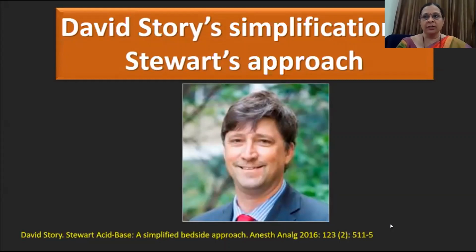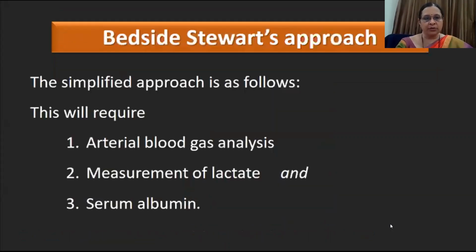Now that's what you want. You have an ICU full of critically ill patients, you're looking at blood gas after blood gas, and you can't spend a lot of time with each report. So it should be user-friendly. So he came up with this simplified Stewart approach. This approach requires an arterial blood gas analysis, a measurement of lactate and a measurement of albumin, which is usually done for patients in the ICU anyway.